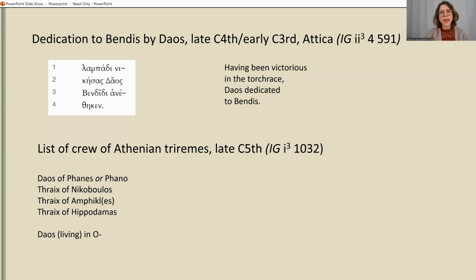We know that there are foreigners who are engaged in the worship of these deities. So Daos is a name traditionally ascribed to Thracians, and here he is victorious in the torch race and dedicated this offering to Bendis. Now, it's very possible that Daos is a freed person or a free person from Thrace who has been brought into the area for his expertise in mining.